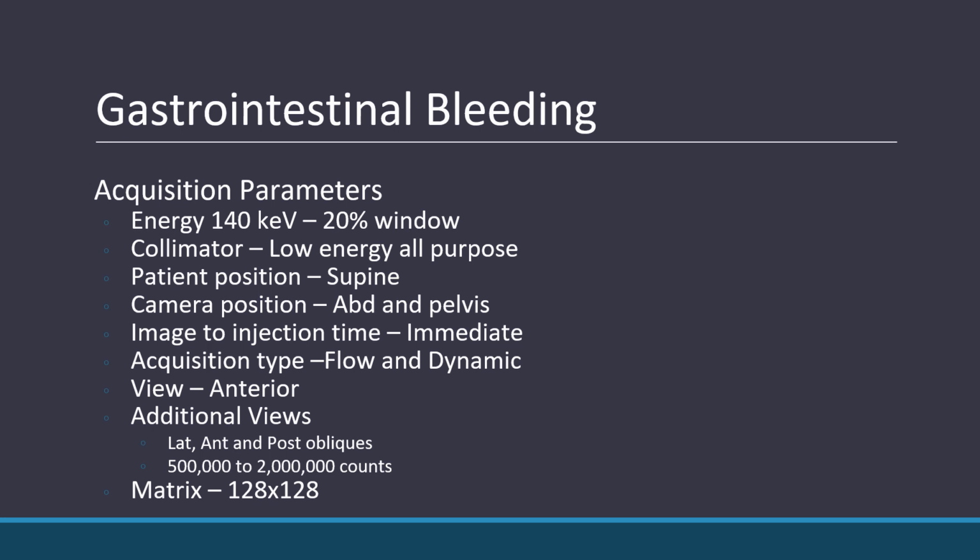So when you're imaging, regardless of which radiopharmaceutical you're using, you'll have 140 keV energy with a 20% window. Collimator will be low energy all purpose. You'll have the patient supine with the camera anterior over the abdomen and pelvis. You do dynamic images with flow, and then if you take additional views, you can typically take them for 500,000 to 2 million counts per image, and the matrix is 128 by 128.